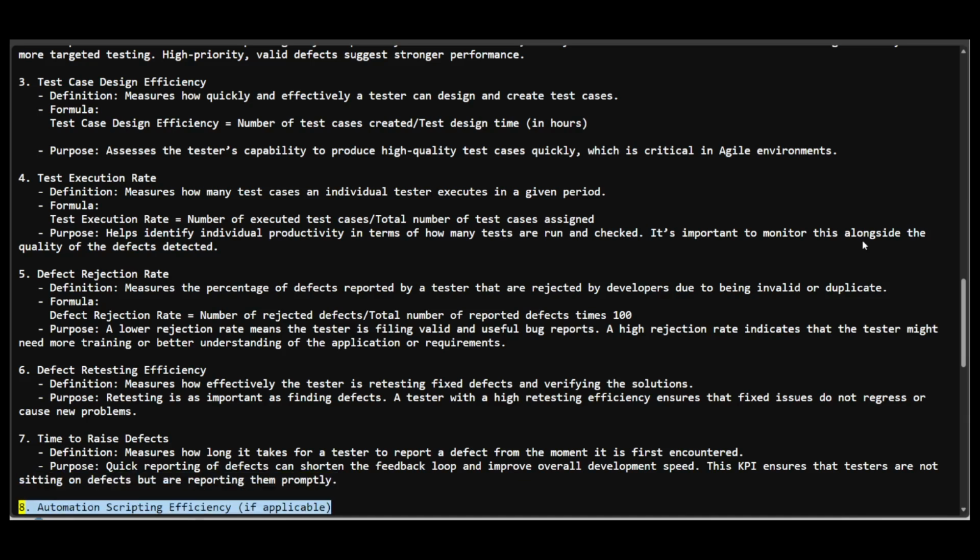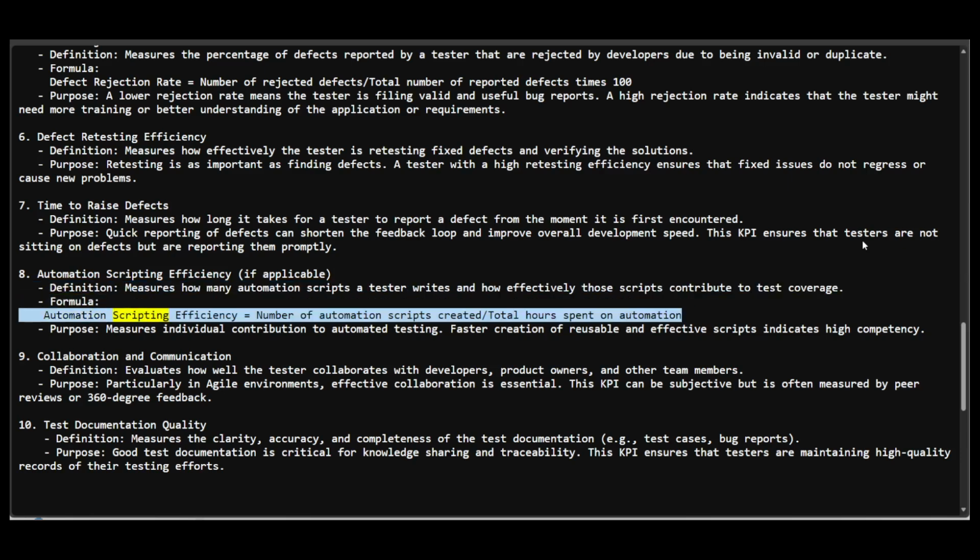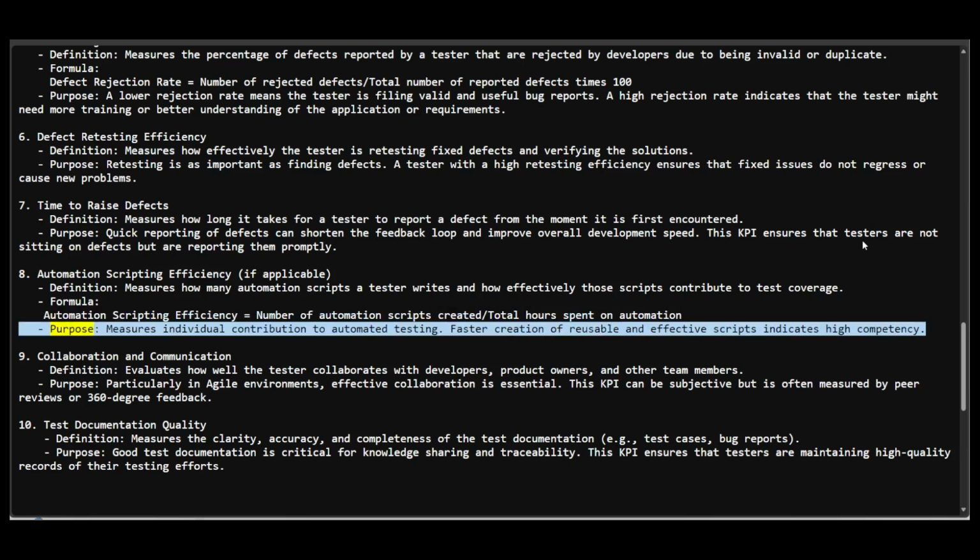8. Automation scripting efficiency, if applicable. Definition: measures how many automation scripts a tester writes and how effectively those scripts contribute to test coverage. Formula: automation scripting efficiency equals number of automation scripts created / total hours spent on automation. Purpose: measures individual contribution to automated testing. Faster creation of reusable and effective scripts indicates high competency.